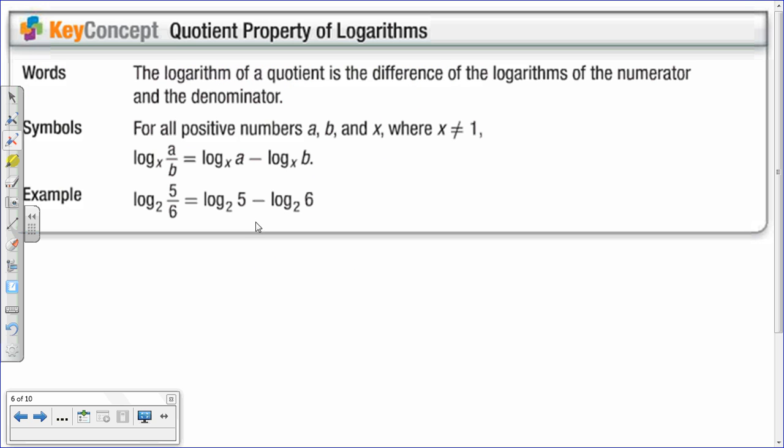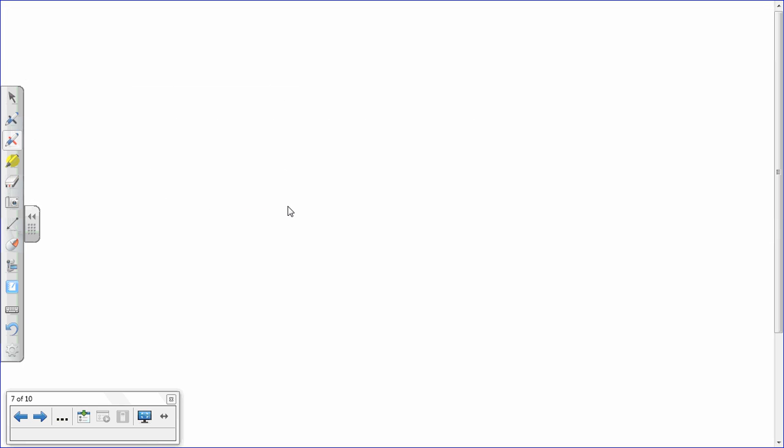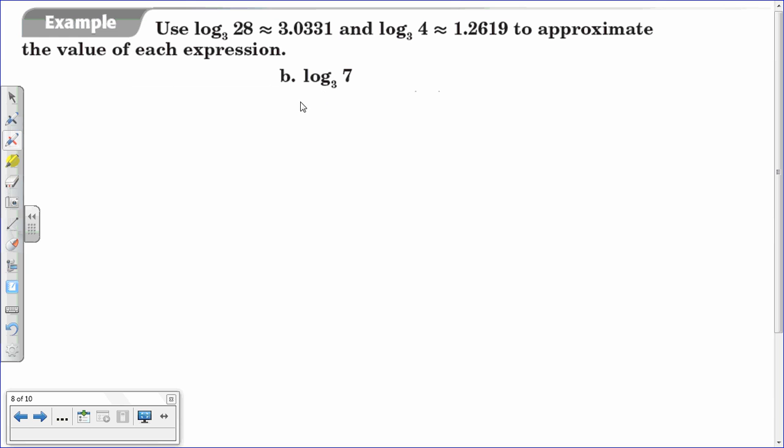Now we're going to look at the quotient property of logarithms. Well, if we were multiplying and that made us add, then of course when we divide, we're going to be subtracting here. Okay? So if I have log base 2 of 5 sixths, I can instead work log base 2 of 5 minus log base 2 of 6. So let's look at this one. Log base 3 of 7. And I've been given log base 3 of 28 and log base 3 of 4.